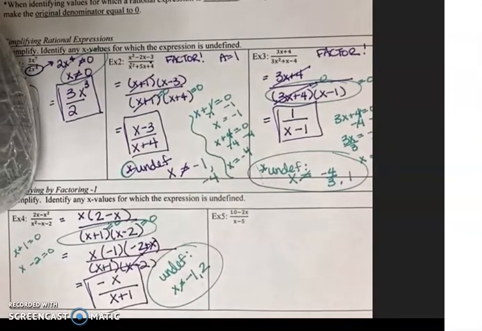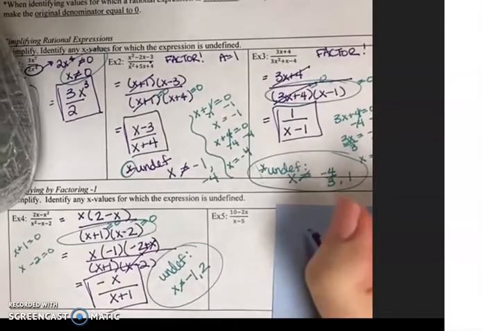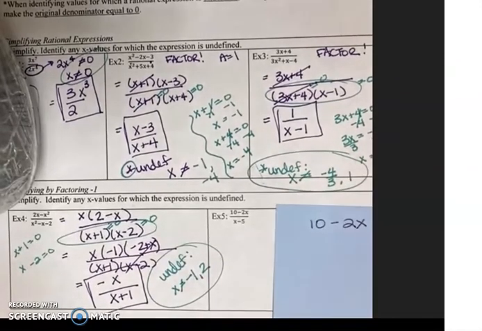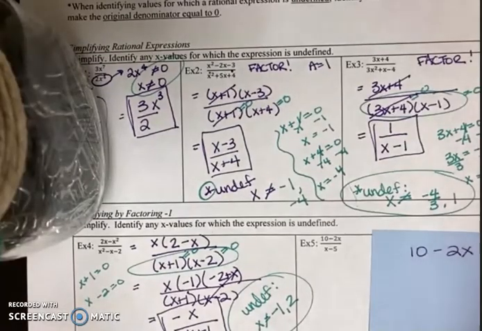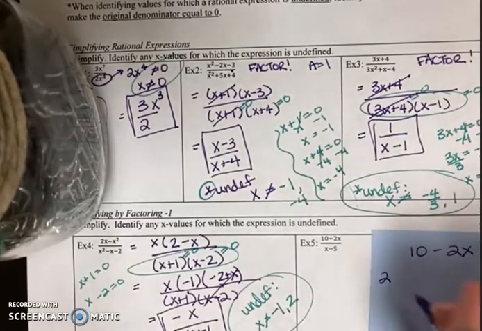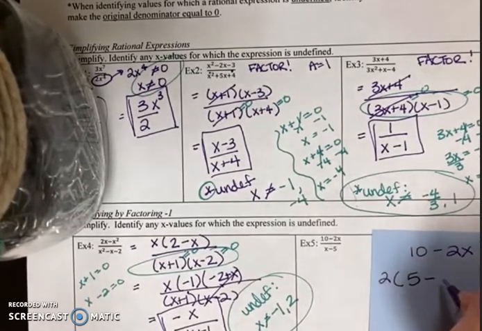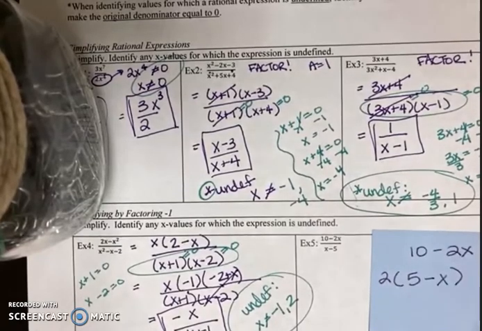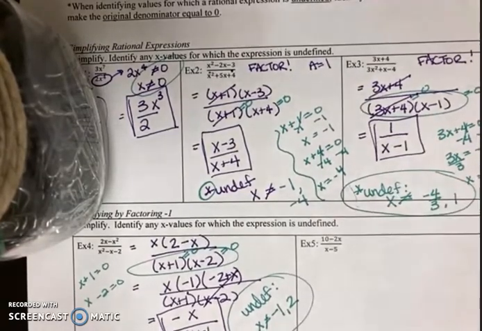All right, example 5. We're going to try and factor the numerator and denominator. So let's start with the numerator. I have 10 minus 2x. Remember to always be checking for a GCF first. In this case, we have a greatest common factor. The greatest common factor is 2. So if I pull out a 2, I'm left with 5 minus x. Let's go ahead and rewrite the numerator.